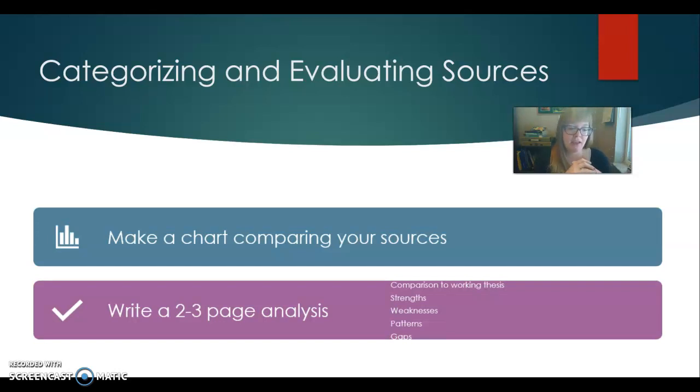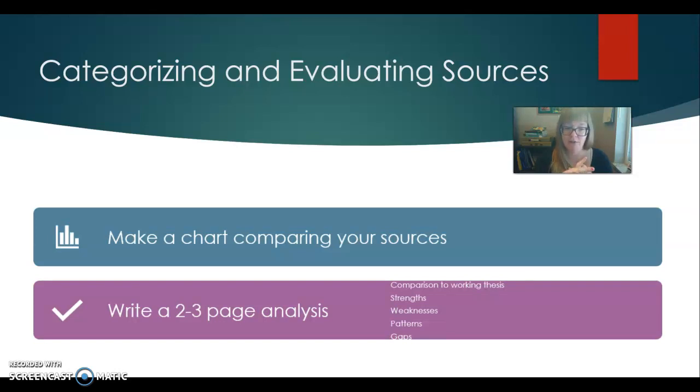And that can be as many categories as you want. I would like to have at least, I think the assignment says 4. And then you'll need 6 sources total. So many of you probably have at least 4 from your annotated bibliography. So you'll need to find 2 more. More than 6 is fine, but no less.